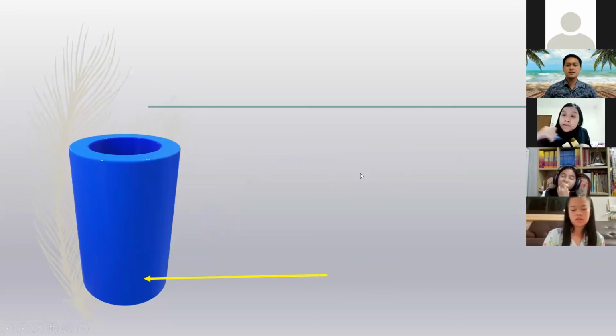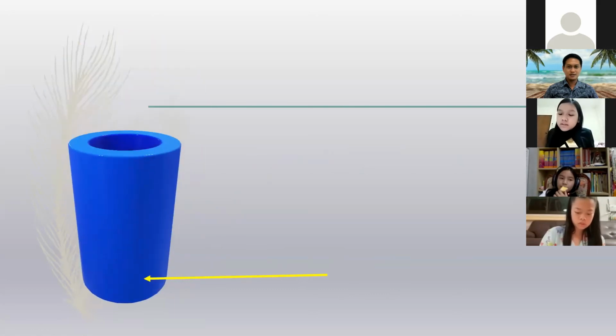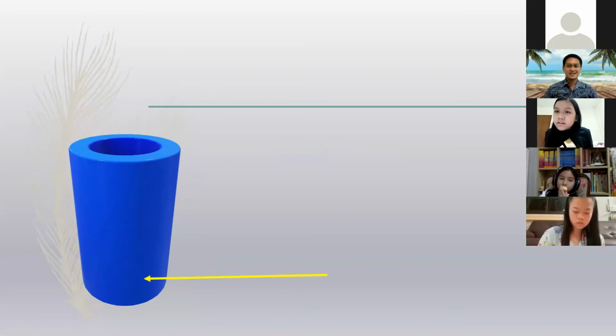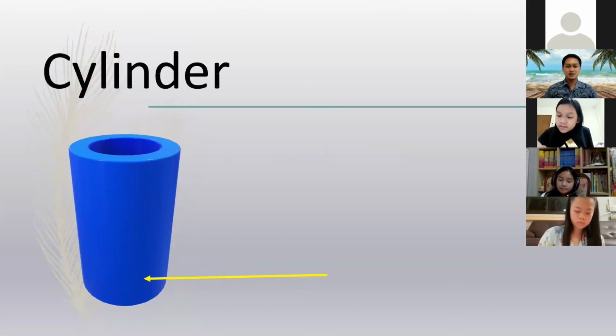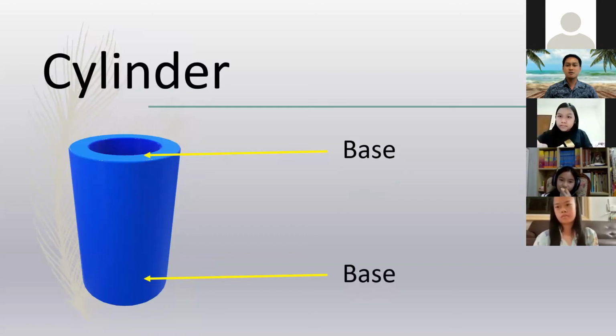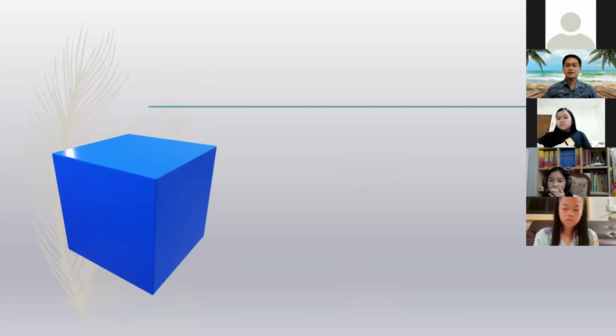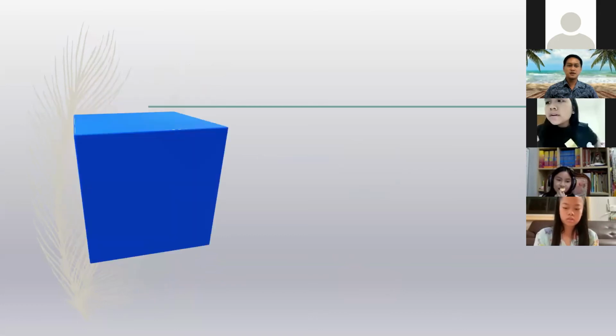Next, what shape is this? Cylinder. Okay, this is a cylinder. In a cylinder, we have a base on top and a base below. So we have 2 bases. Next, what shape is this? Cube. Very good. It's a cube.